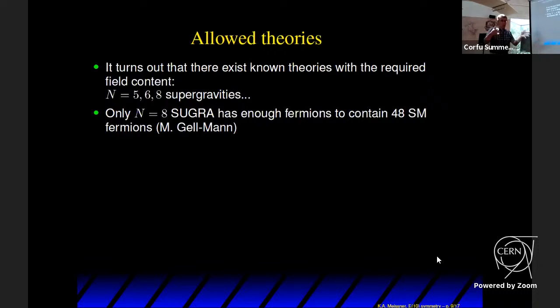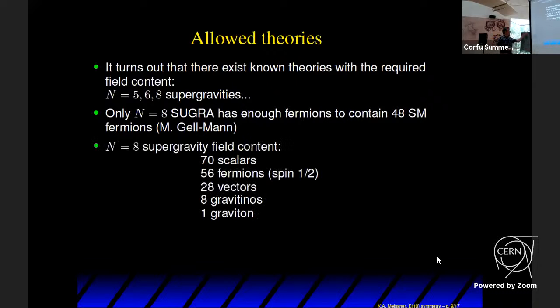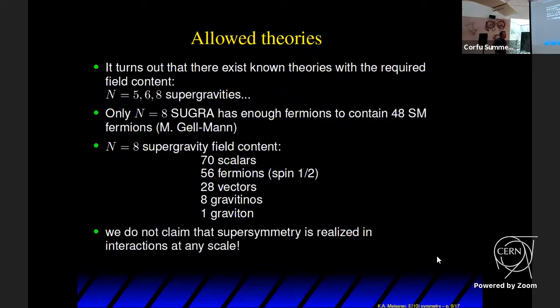Each one has 2 degrees of freedom, so we have 48 fermion degrees of freedom in the standard model. So only n equals 8 supergravity, because it has 70 scalars. It will be important on the next slide that it is 70 scalars, 56 fermions, which is more than 48, 28 vectors, 8 gravitinos, and 1 graviton. That's the content of supergravity, but we do not claim that n equals 8 supergravity is anywhere realized as supergravity.